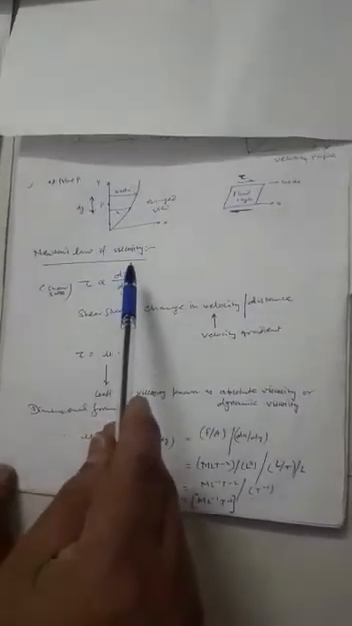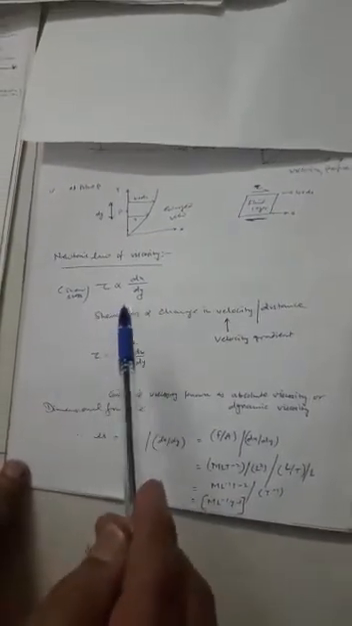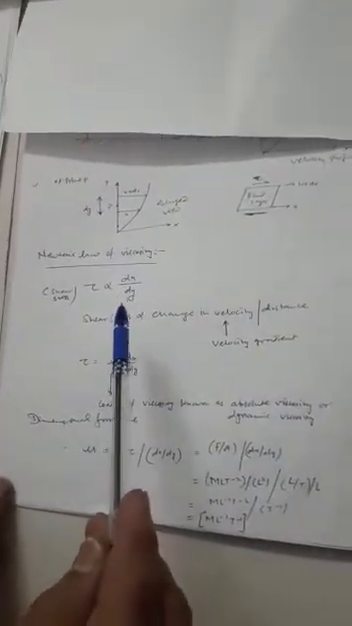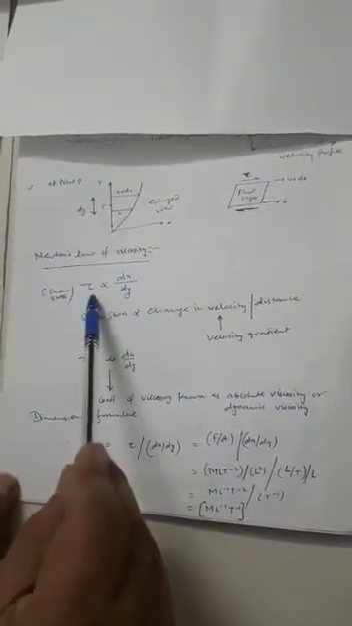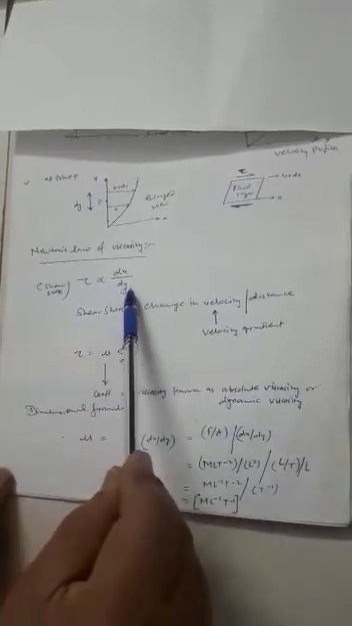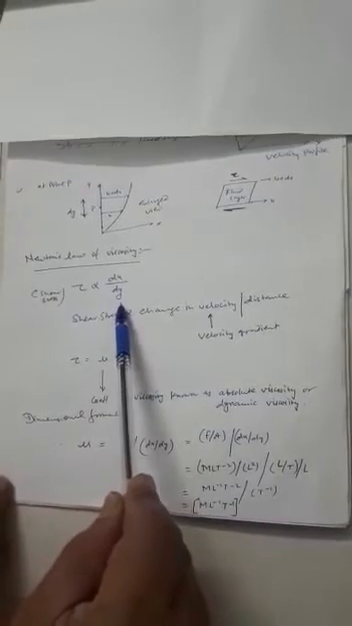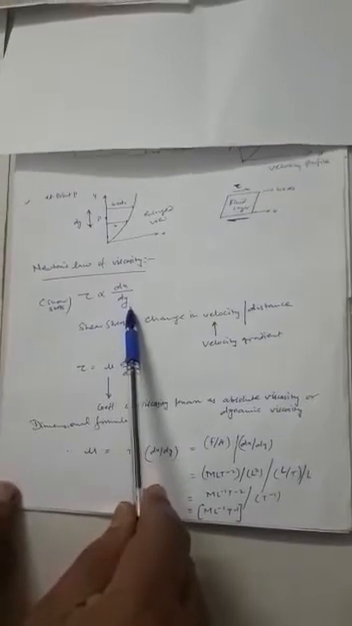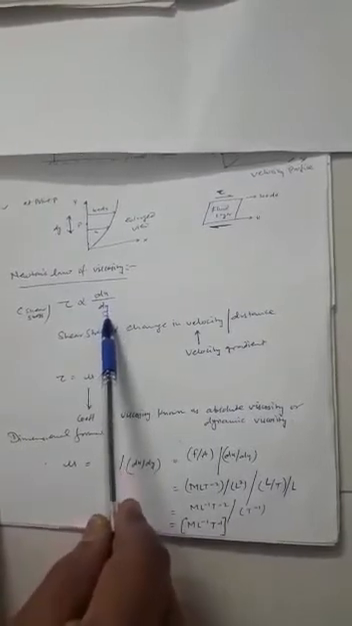I will explain Newton's law of viscosity. What is viscosity? Viscosity is the resistance to flow. Then shear stress is proportional to change in velocity per unit distance, or we can say shear stress is directly proportional to velocity gradient. Velocity gradient means change in velocity per unit distance.